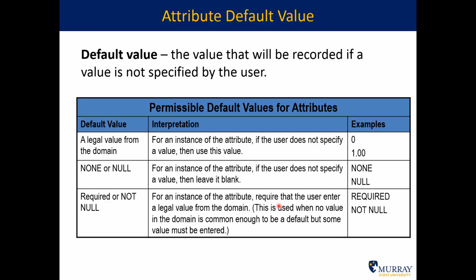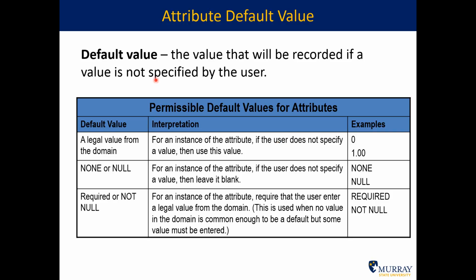So by default we may want to indicate that a student comes from Murray, because that's where most students attend the university, right? However, a student can change, we can change this value from the default value of Murray to Henderson or Paducah, but most students are assumed by default to be coming from Murray.